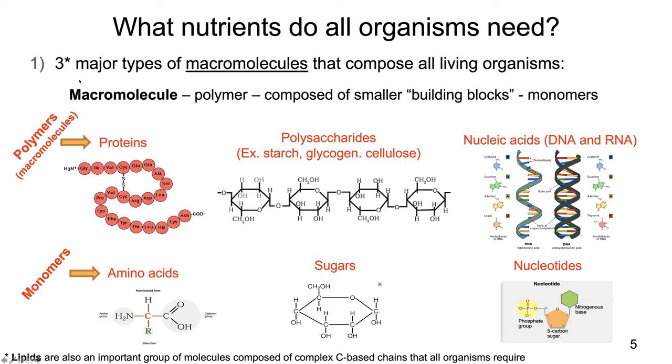The one thing that I'd like to mention before we move on to the next slide is that there's little asterisks next to the three major types of macromolecules that compose all living organisms. Technically, lipids are also a very important group of molecules that compose or are part of all living organisms. And they're composed of complex carbon chains and they're things that all organisms require. But technically, these are not necessarily a macromolecule because they're not technically a polymer.